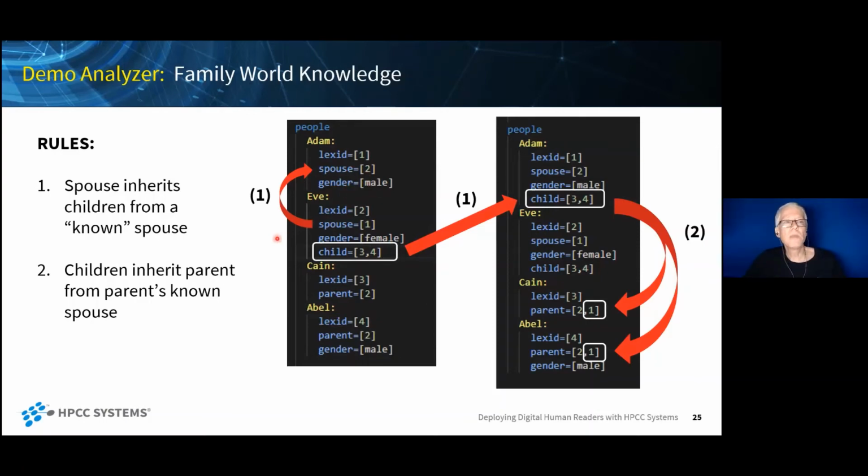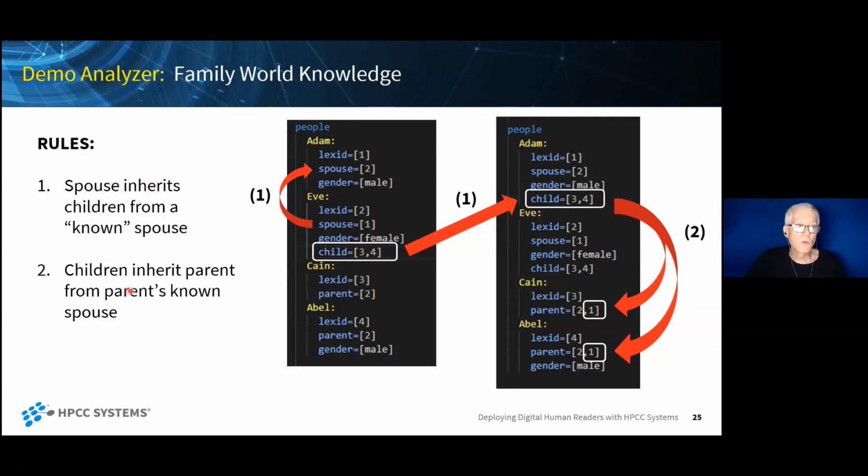Well, why is that? Because we have world knowledge as human beings. So I invoked a rule of world knowledge saying a spouse inherits children from a known spouse. That is, one spouse knows another spouse. The result is children. And if you have that, then you see that they're spouses. You can see here that these children then get included in Adam as well.